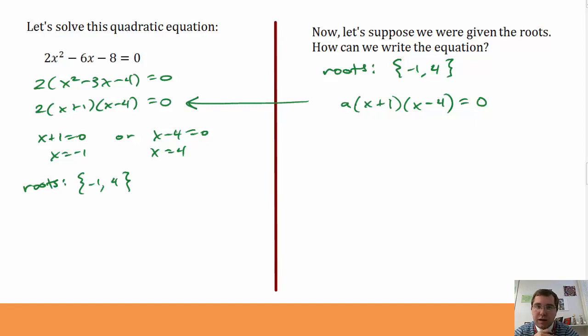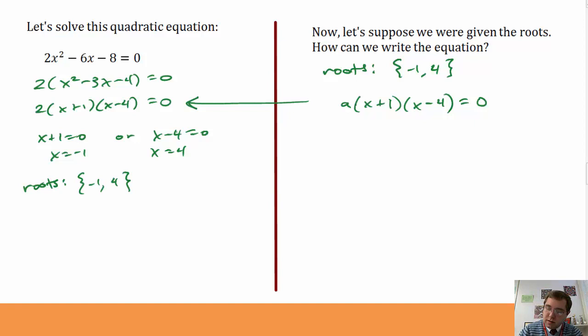So a could be 2, which would give me the equation I have on the left. A could be 3, which would give me a completely different equation, but that equation would also have roots of negative 1 and 4. If I'm multiplying every term of the equation by the same constant number, then that does not affect the roots, because I could just divide every term by that constant number, and the other side is 0, and 0 divided by that number is 0. So that constant doesn't affect what the roots are. So we can find the equation if we have the roots.